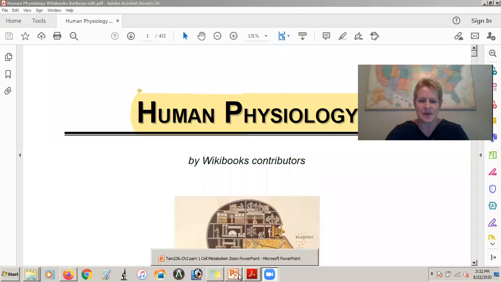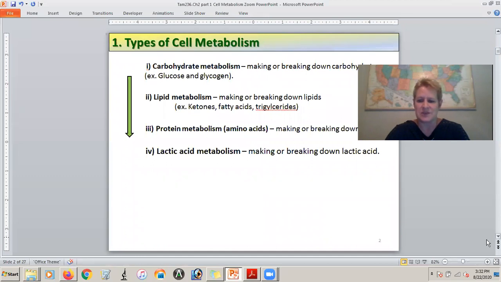Okay, so what I'm going to do is share my screen and go over the PowerPoint with you and all the other resources that we have to offer. Okay, so sharing screen. Here is our PowerPoint. So what we're looking at today is types of cell metabolism.